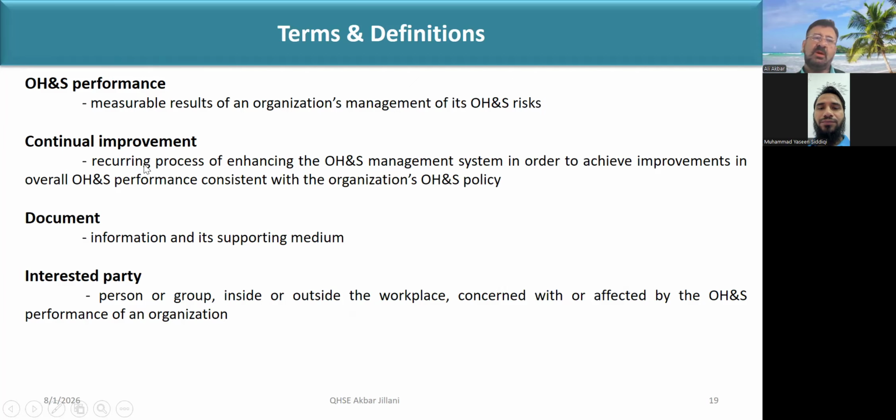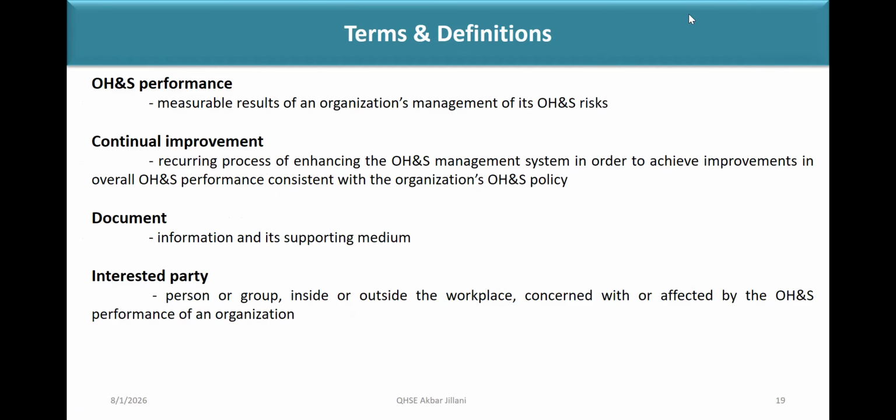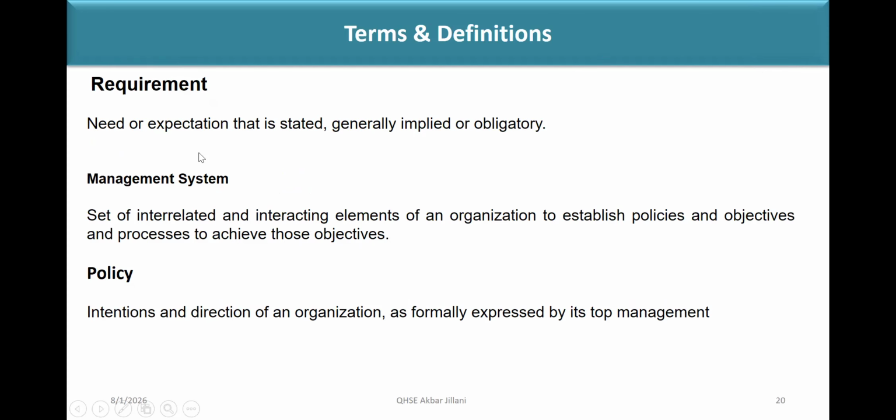Continual improvement: recurring process of enhancing the OHS management system in order to achieve improvement in overall OHS performance consistent with the organization's OHS policy. Now here, document: information in its supporting medium. Interested party: person or group, inside or outside the workplace, concerned with or affected by the OHS performance of an organization. Now requirement. What is requirement? Need or expectation that is stated, generally implied or obligatory.